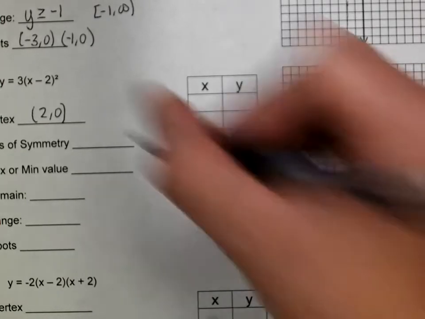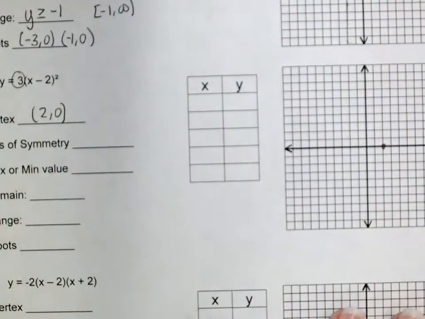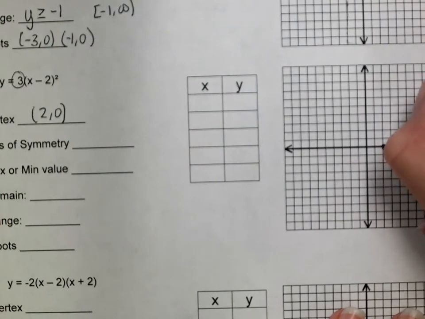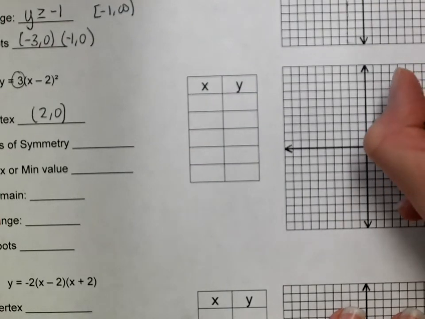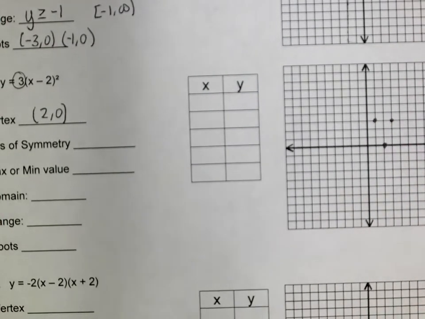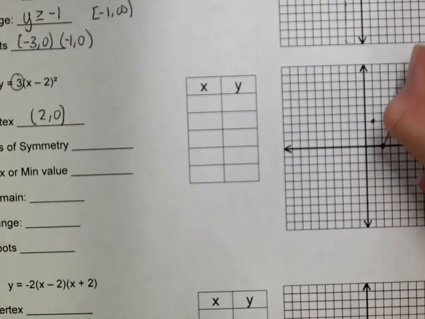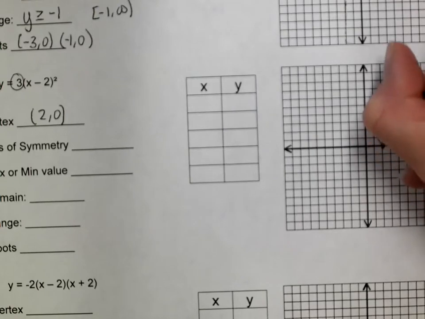From there, I know the 3 in front tells me that this graph has been stretched, so over 1 and up 1, 2, 3, 1, 2, 3. Usually it would be (2, 4). Now it's (2, 12), which is way off this graph. So those are the only 2 points I can really draw.